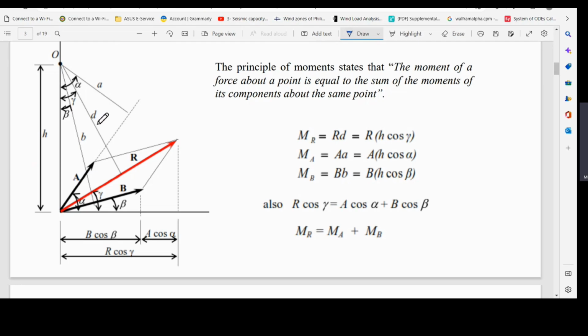Now, it says we express our resultant into its components. The components are component A and component B. If we have our force A here, we just extend it, which is why we have a line of action. Then we find the distance that is perpendicular to our point O. So we have our distance A. That is perpendicular.